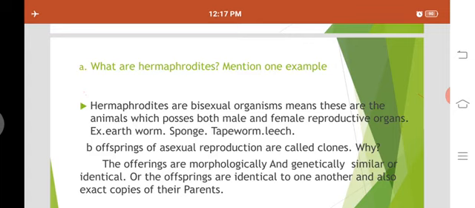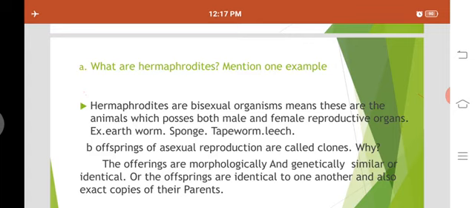Understood? This is about the sexuality in plants. Now, sexuality in animals: unisexual or dioecious animals are there, and bisexual or monoecious animals, which are also called the hermaphrodites. Getting my point here? Unisexual animals are also called dioecious animals, and bisexual animals are monoecious animals, also called hermaphrodites.